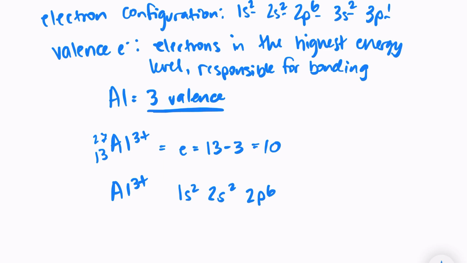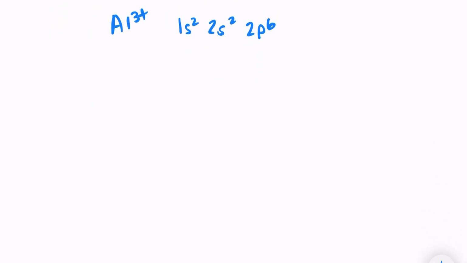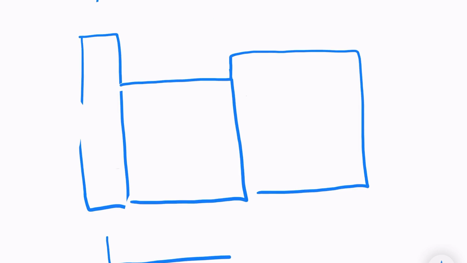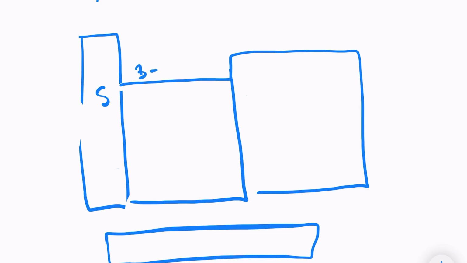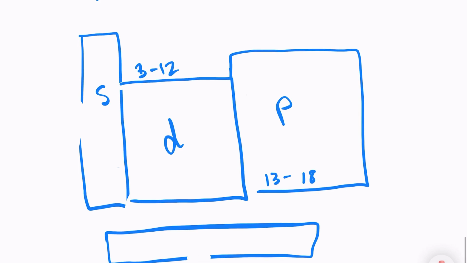aluminum 3+. The periodic table is actually set up in such a way that it really helps you with electron configurations. So the blocks are groups 1 and 2 are the S block, groups 3 through 12 are the D block, groups 13 through 18 are the P block, and down at the bottom the lanthanides and actinides are the F block. So really briefly, I'm just going to label my rows, my periods. So 1, 2, 3, 4, 5, 6, 7.